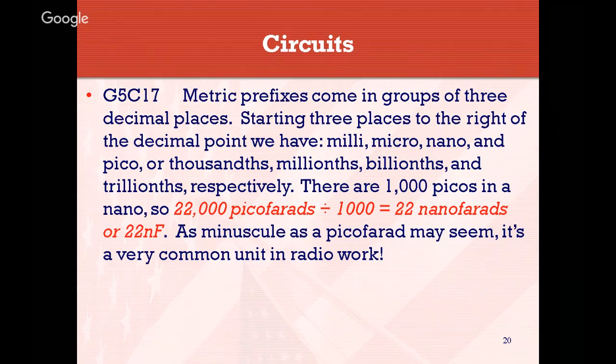But at any rate, as minuscule as a picofarad may seem, it's a very common unit in radio work. Just remember that. You're going to see most of your capacitors in picofarads.